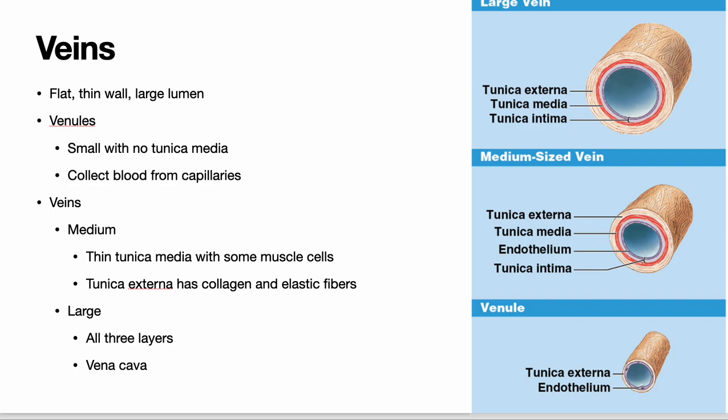Okay, veins are also going to come in a variety of styles. So again, they're going to be flat, thin-walled, large lumen typically. If we start down here in our smallest venule, you're going to see there really is no tunica media. We just have that tunica externa surrounding an endothelium. These venules are going to collect blood from our capillaries and then ultimately join together and dump it into medium-sized veins. These will have all three layers, a tunica externa, media, and intima with the endothelium. And then these medium-sized veins will gather together to form larger veins, which again will have all of the layers, and the vena cava is a great example of a large vein.